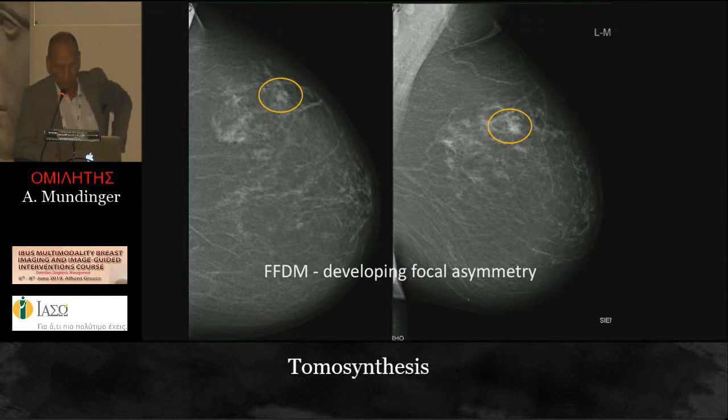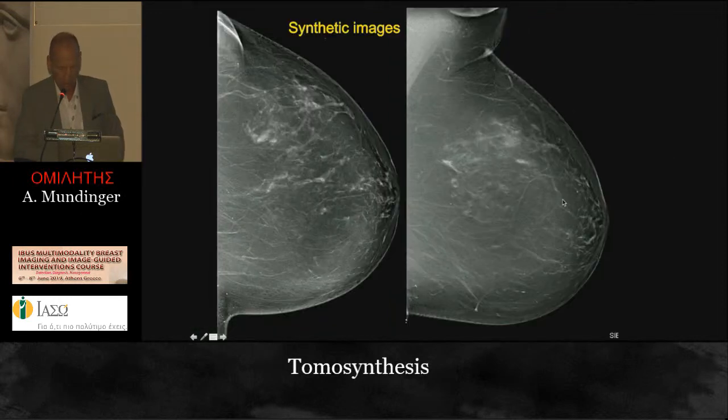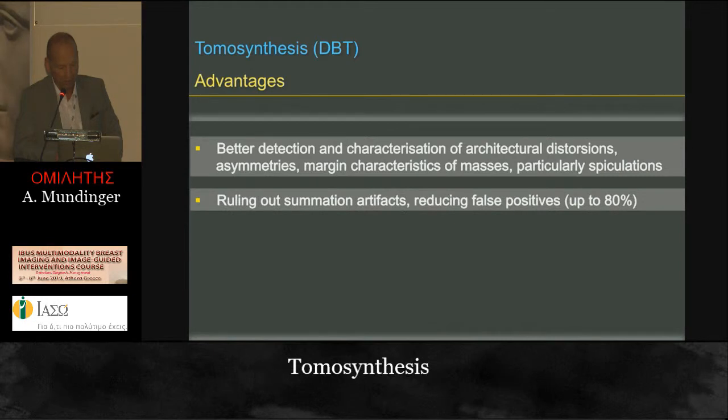This is one of our cases from our own system, a developing focal asymmetry. And if you have a close-up, there seem to be some irradiating structures, so it looked quite unsympathetic. And this is a synthetic image, and it's gone. It's not really to see on the synthetic images, but you have to consider it's also a different compression. It's a new image. So no correlated pathologic finding.